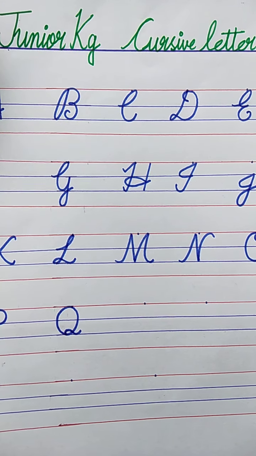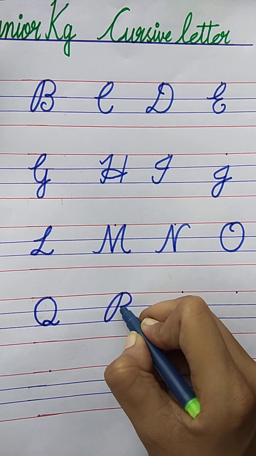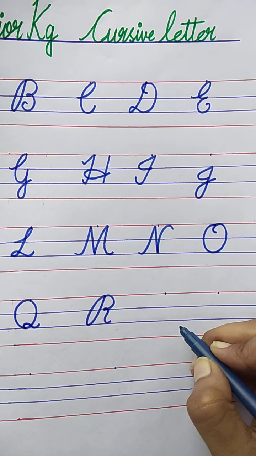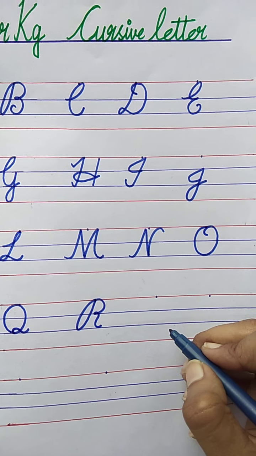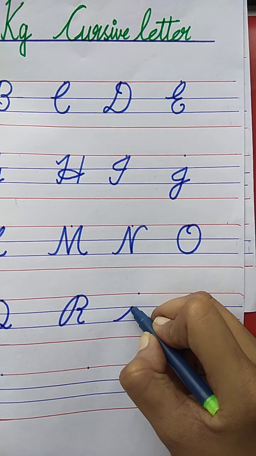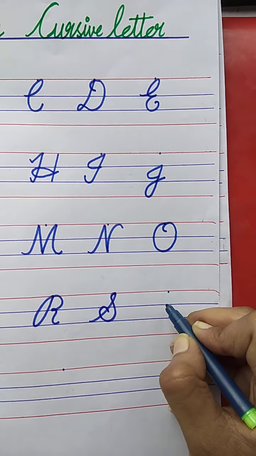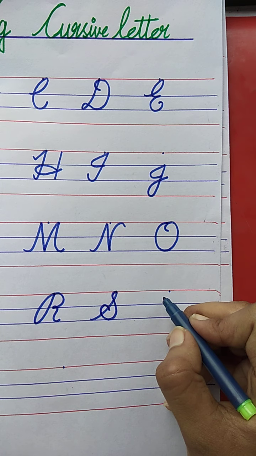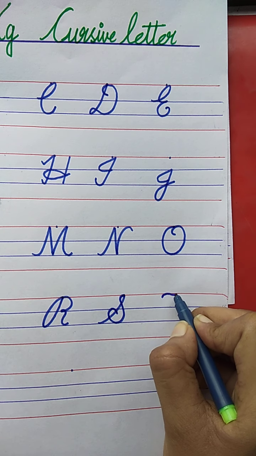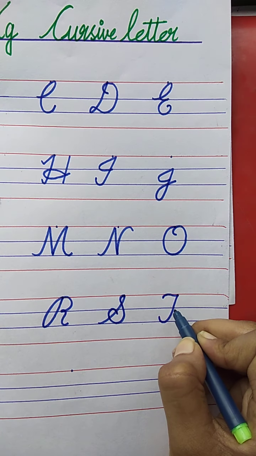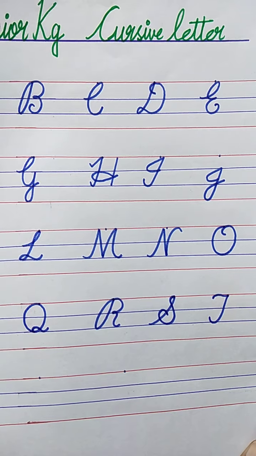Queen, queen. R for rabbit, R for rabbit. Speak with me. The spelling of rabbit is rabbit, rabbit. Now the letter next is S. S for sailor, S for sailor. The spelling of sailor is sailor. Now the next letter is T. T for tap, T for tap. The spelling of tap is T-A-P, tap.